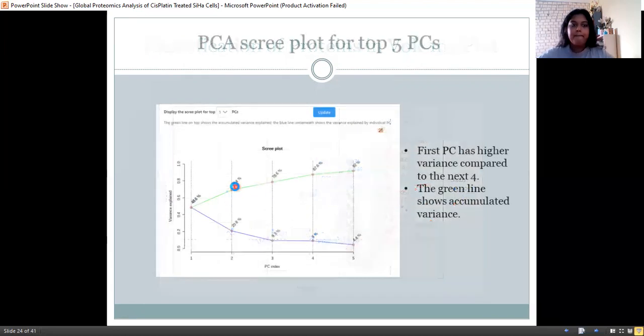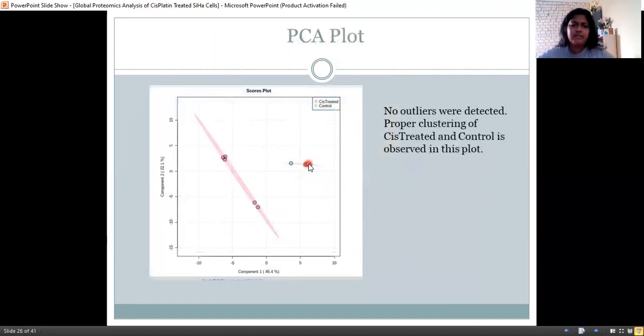So then I decided to go for PCA, and this is the scree plot for the same. As you can see, the first PC or principal component has higher variance compared to the next 4. The green line here shows the accumulated variance, and the blue line shows the variance explained by the individual principal component.